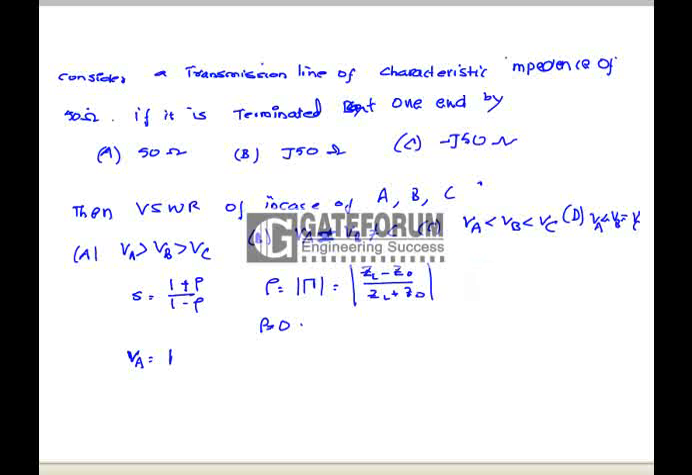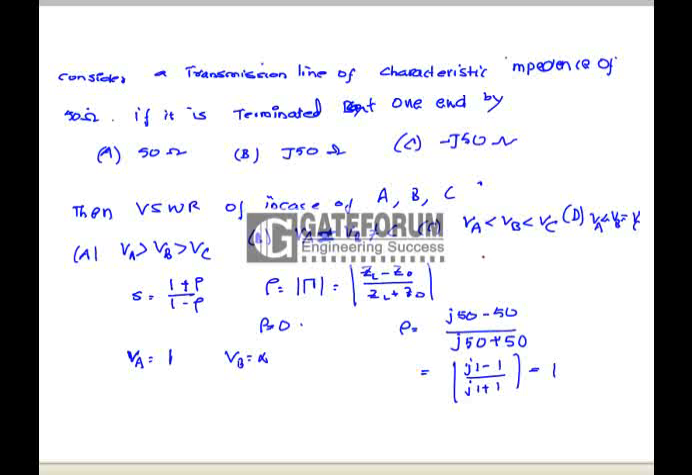If it is terminated with j50, rho equals (j50 minus 50) divided by (j50 plus 50), which is (j1 minus 1) by (j1 plus 1), whose numerator and denominator magnitudes are equal. So rho is again 1. So the VSWR is infinite.